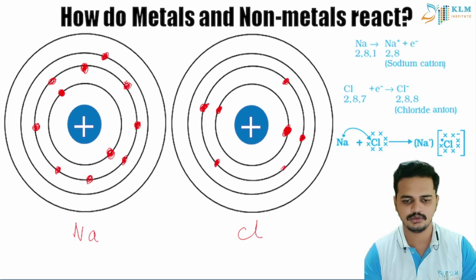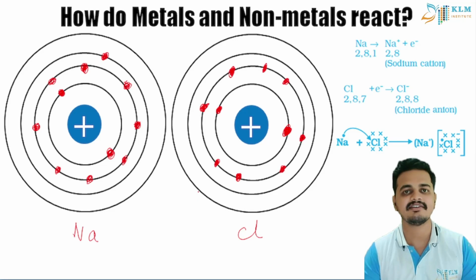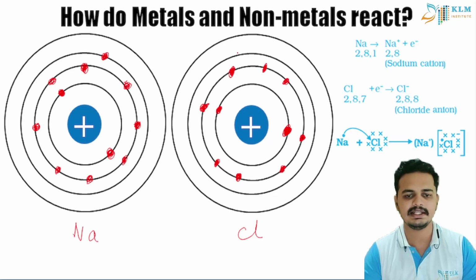So 3, 4, 5, 6, 7, and 8. So how many electrons are remaining? We have 1, 2, 3, 4, 5, 6, 7, 8, 9, 10 electrons. We should add 7 more. That will come in the next shell, that is the M shell.